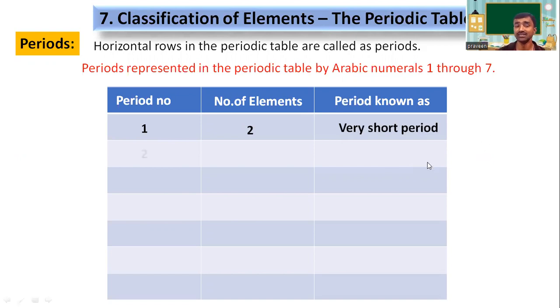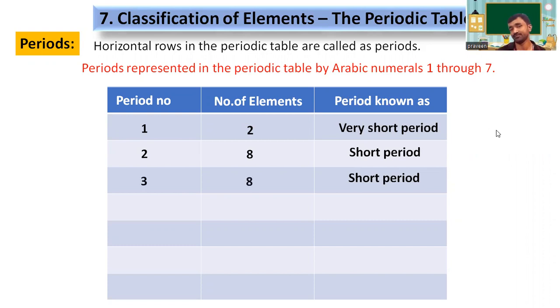The next one, the second: number of elements? 8. So the second period has 8 elements. This is called a short period. What about the third period? Number of elements? Same number of elements. So the third period is also called a short period.